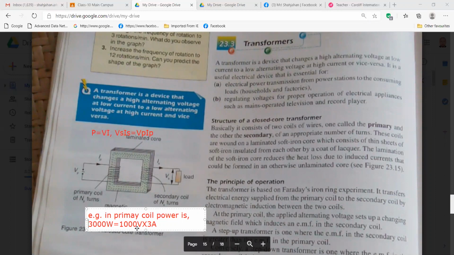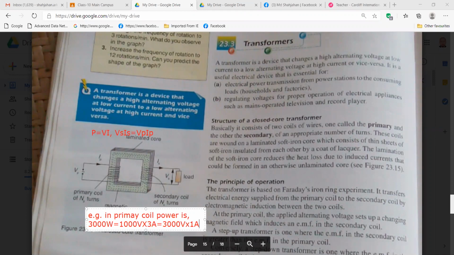Now your secondary coil, you will get the same power. Then what will happen? Your voltage will be, for example, 3000. If it is a step up transformer, like number of turns are more in the secondary, then it will be step up. Then your voltage in the secondary will be 3000 volt, and current will be how much? 1 ampere. Divide করলে 1 আসে. Do you agree with this?